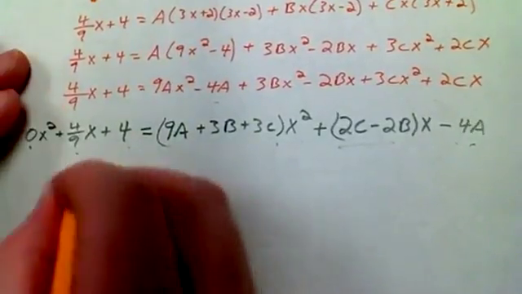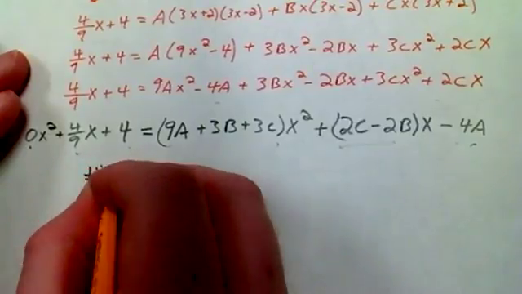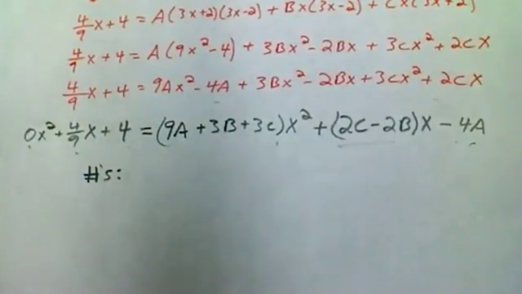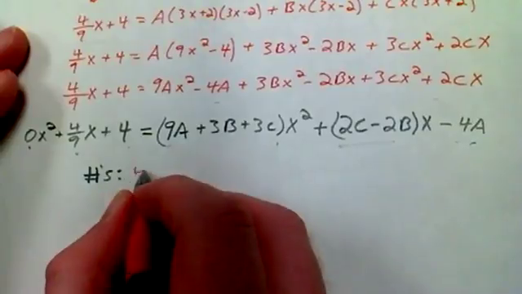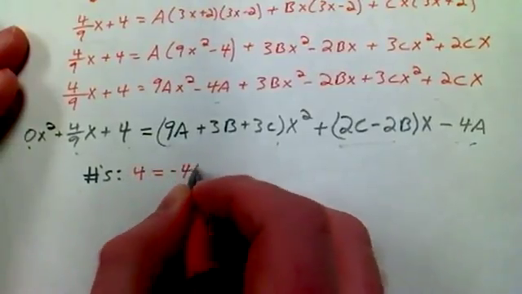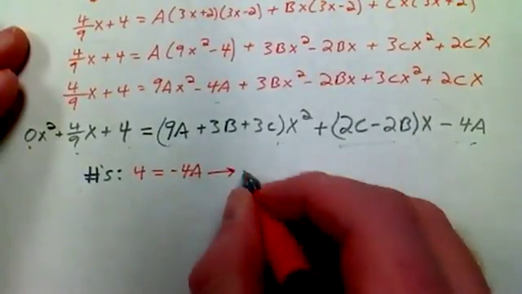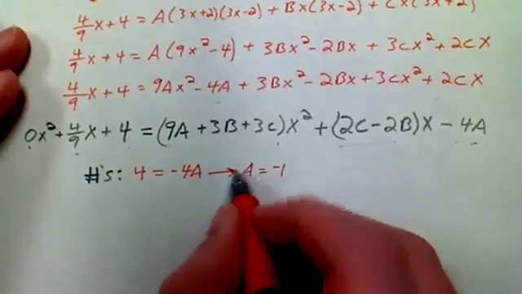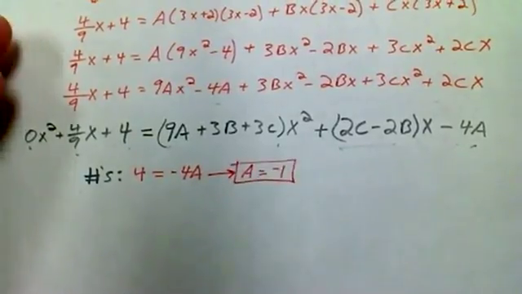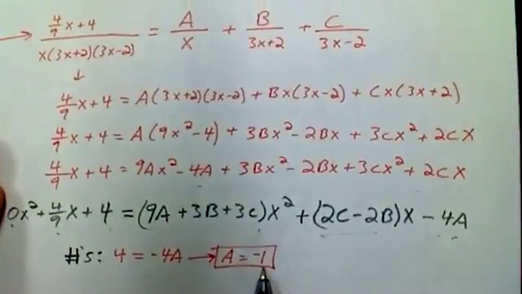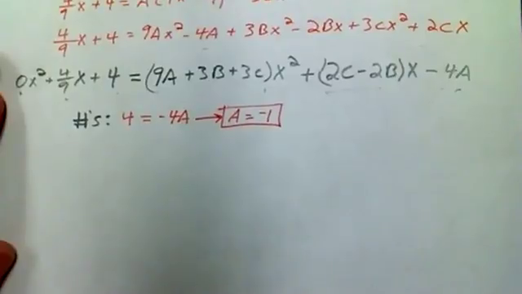So I'm going to do my first equation just for the plain old numbers. Okay? So for the plain old numbers, this tells me that 4 equals negative 4a. And it's easy to see from there that a is equal to negative 1. Okay? So I'll box that, right? So I know I'll have negative 1 over x in the end. But I still have to figure out what b and c are, okay?